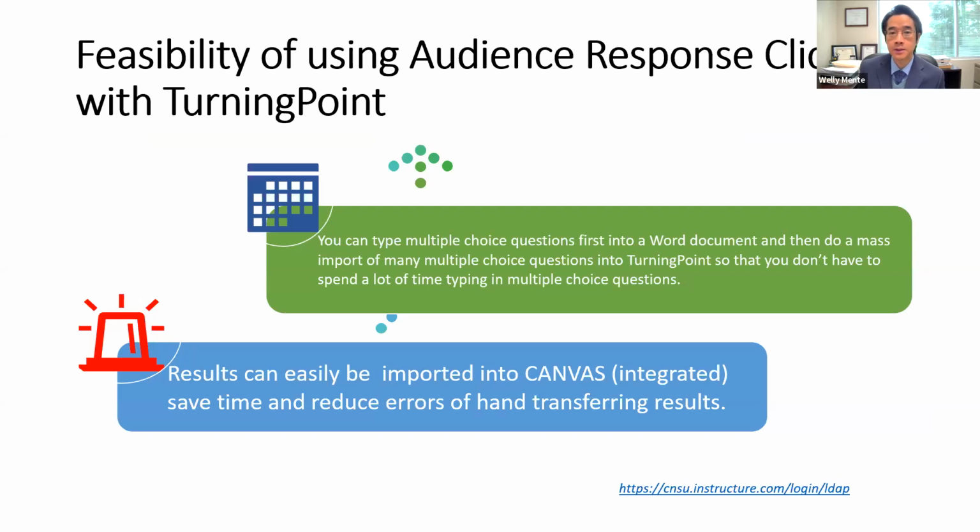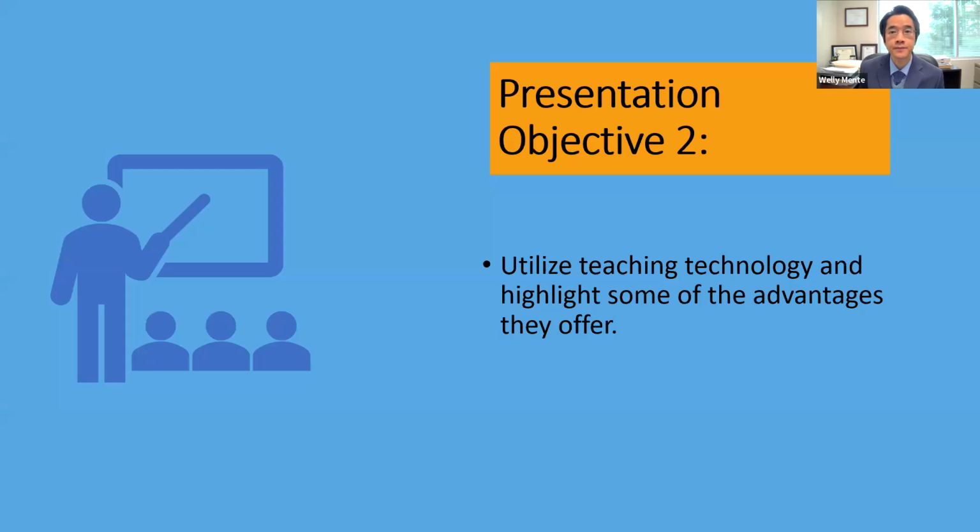So this slide basically talked about how, when you're using Turning Point, you can type multiple choice type questions first into a Word document, and then you can do a mass import of your question types into Turning Point so that you don't have to spend a lot of time retyping the questions. So this was good. You're able to provide students during the classroom multiple choice questions and have them click A, B, C, D, or E as an answer choice. And then you can take that result and import it directly into our integrated Canvas learning management system to save time and reduce errors in transferring exam scores and test and quiz results from the students.